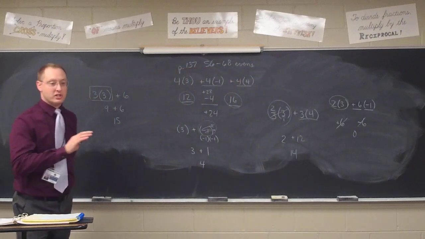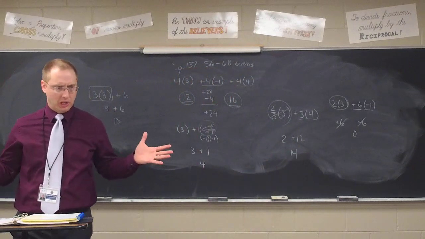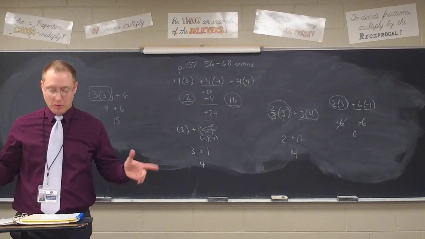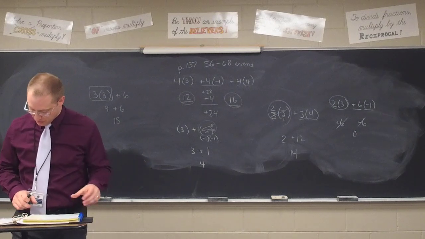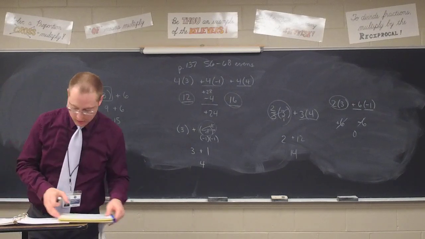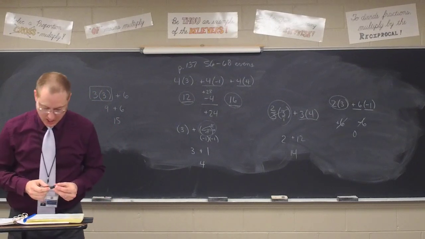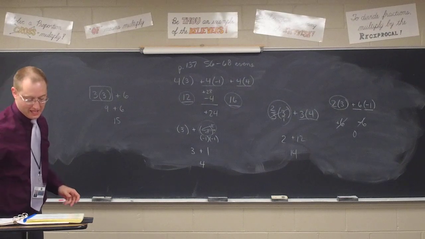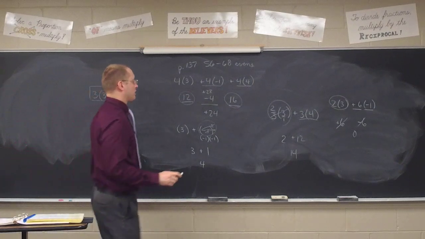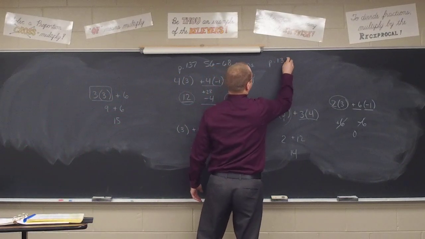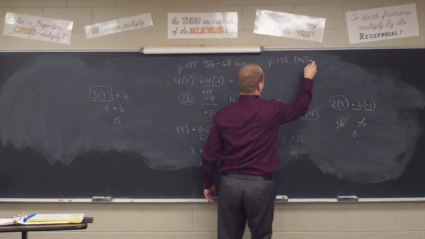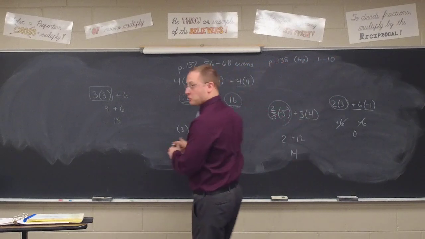All right, questions, comments on those? Does that help? Feel like we understand them better now. We may come back and look at the odds if we have time, but for now I want you to flip the page. Do numbers 1 through 10. Flip the page. I want you to do numbers 1 through 10 in the homework section, top of page 138. Page 138 at the top in the homework section. Do numbers 1 through 10.